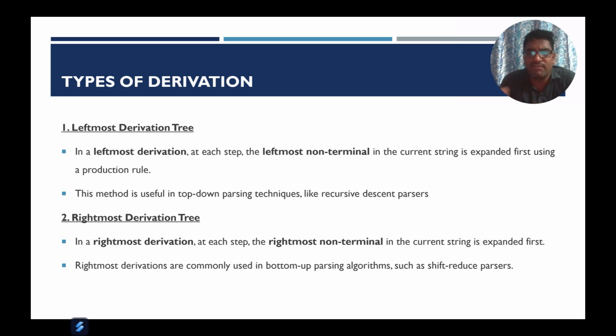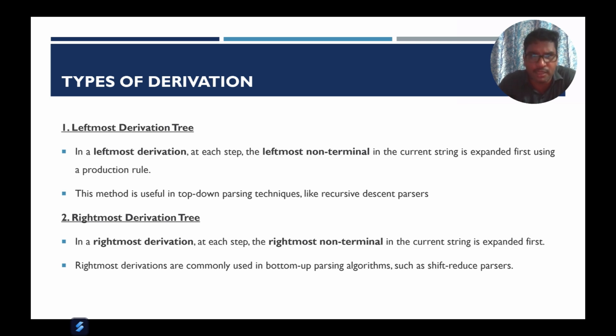Next, we have the rightmost derivation, that is S tends to S plus S, with S at the right hand side. On the right side, we have a non-terminal, that is S. First, we have to expand that. In a rightmost derivation, at each step the rightmost non-terminal in the current string is expanded first. Rightmost derivations are commonly used in bottom-up parsing algorithms such as the shift reduce parser. It is a concept of compiler design.